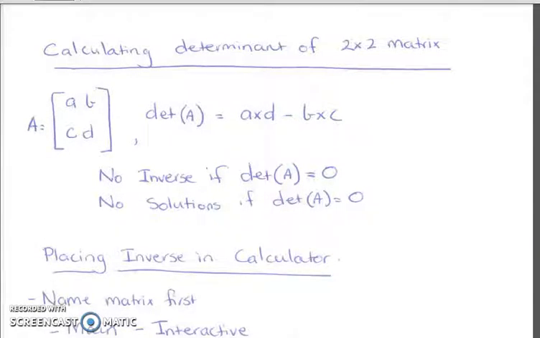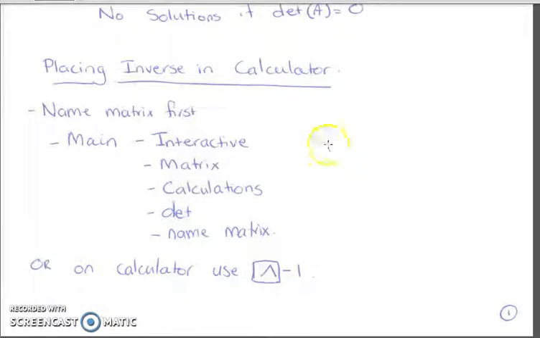Calculate the determinant of matrices. For a 2 by 2 matrix, label the entries A, B, C, D, and we can work out the determinant if we follow this rule here. There is no inverse if the determinant equals 0, and also there are no solutions if the determinant equals 0. I'm going to go through what this means later when we talk about simultaneous equations.